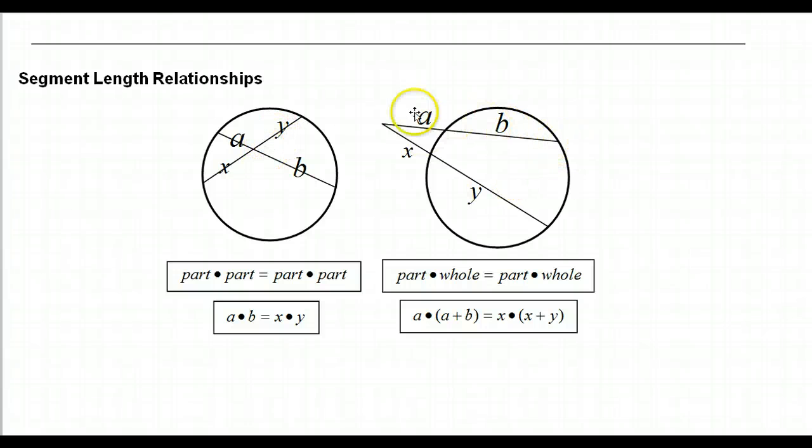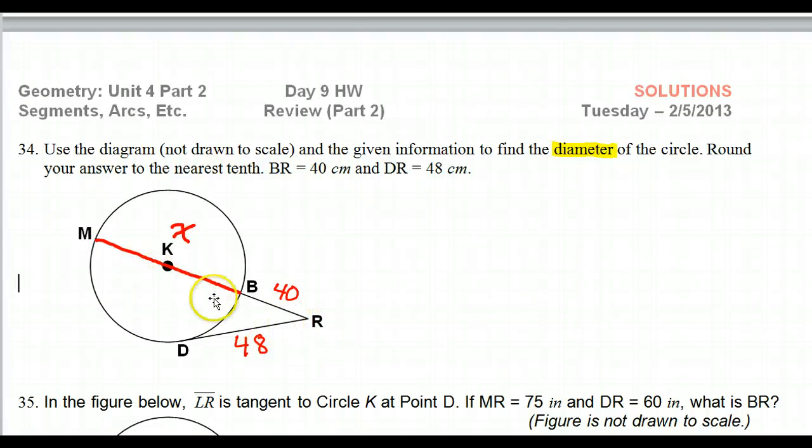If you are having these secant segments going outside of the circle, it's the outer part times the whole thing equals the outer part times the whole thing. Part times whole equals part times whole. So it would be A times A plus B, and X equals X times X plus Y, like I've shown here. So we're going to be using one of these. Which is it? Well, you can see that the segments are going outside of the circle. So we're going to do that part times whole equals part times whole version.